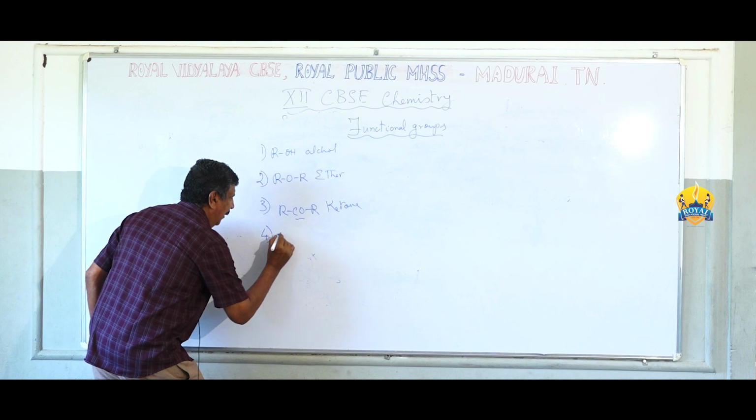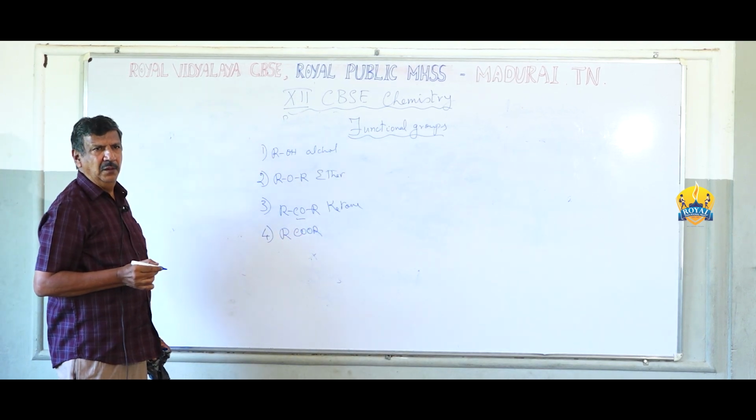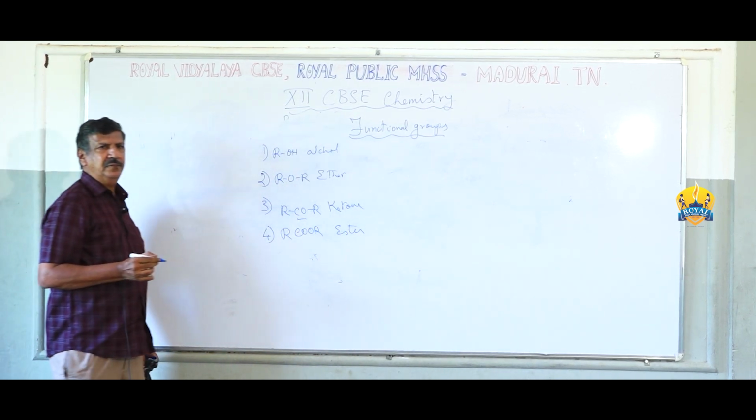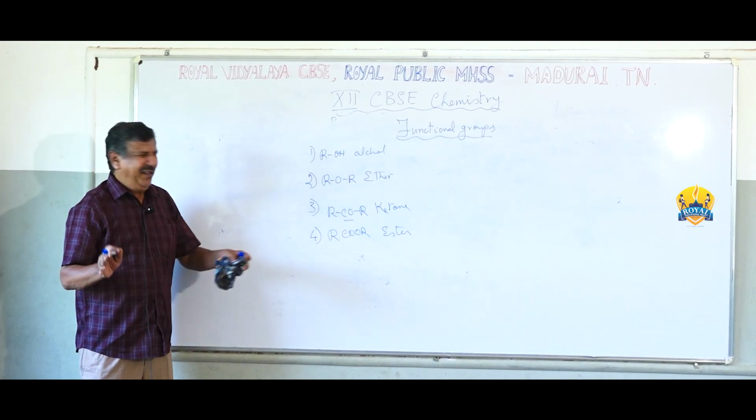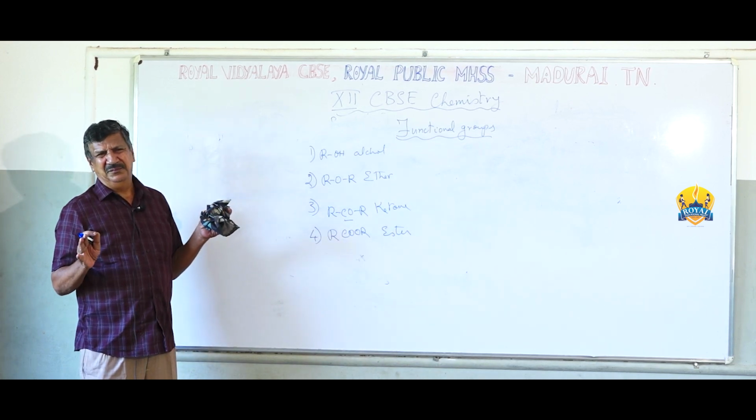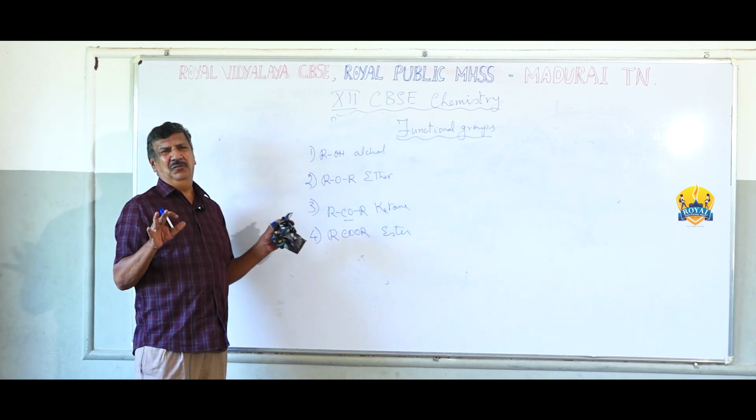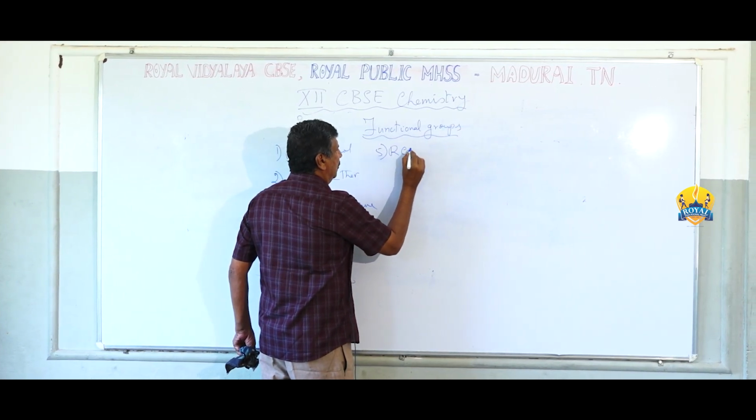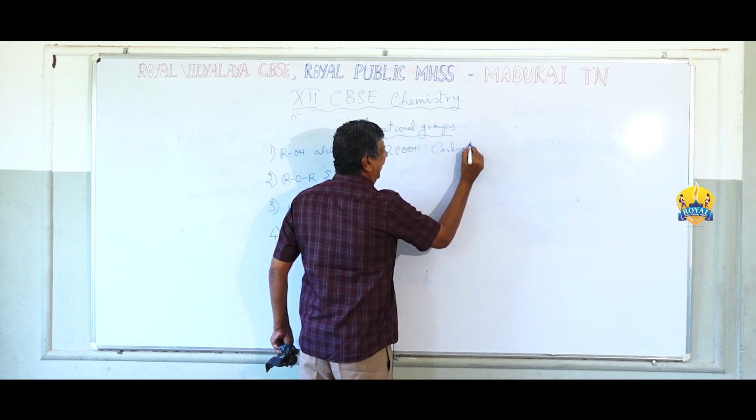Then fourth one, RCOOR. What is this? It is called ester. RCOOR, ester. Here also there will be a double bond in your book. I just told you, avoid it. We'll see it later on. I am going to tell you, but not now. Then fifth one, RCOOH. This is called carboxylic acid.